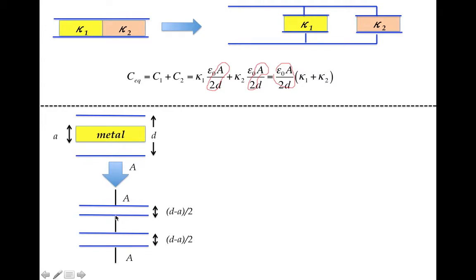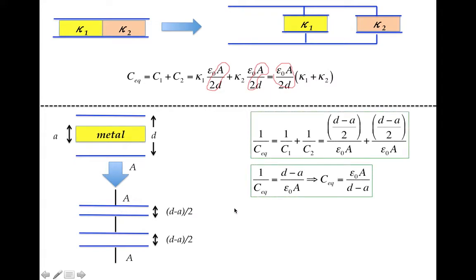The metal can be considered just as a wire because it's a conductor, right? So now I have two capacitors that have surface area A and a gap of D minus A divided by 2, and they are connected in series. If I wanted to calculate the equivalent capacitance, 1 over C equivalent is equal to 1 over C1 plus 1 over C2. And remember, C is equal to epsilon A divided by D. In this case, D minus A divided by 2. You can see the math very easily.